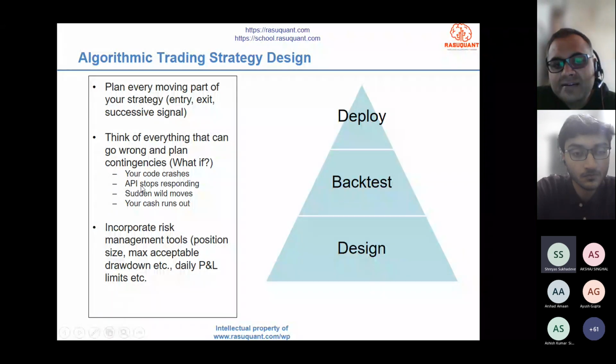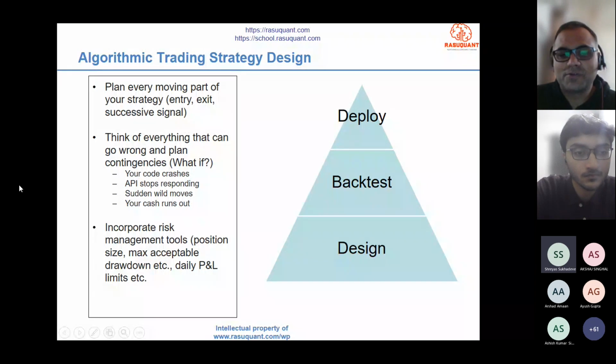What if the API crashes? And this happens a lot. A lot of people have lost money with Zerodha because I think every time there is stress on their server, their API crashes, and then you are trying to send sell orders or buy orders. It's not happening, right? So you end up with an open position, and then that's ugly. So what happens if these things happen?